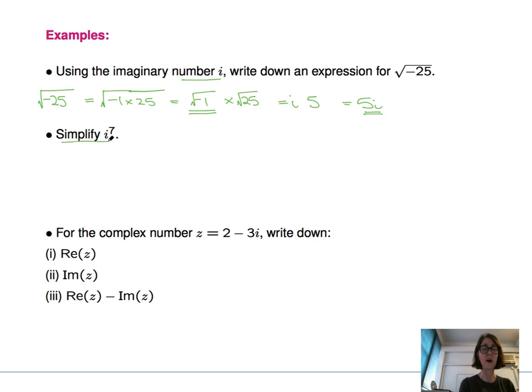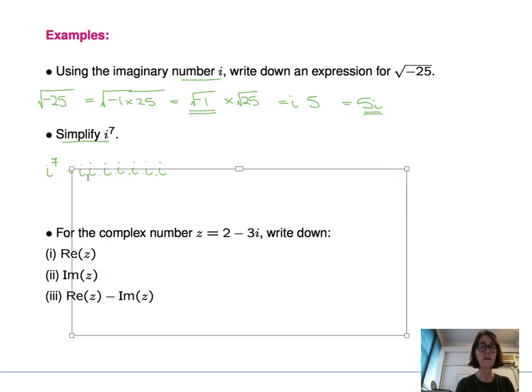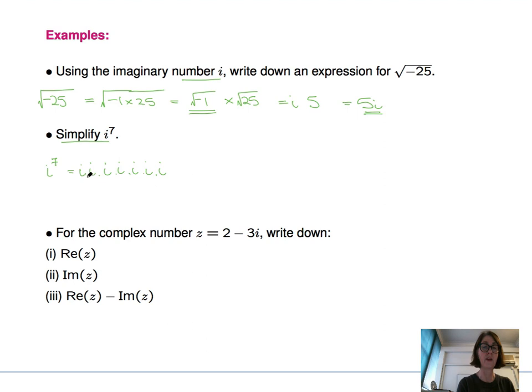What about this one? Simplify i to the power 7. If I have i to the power 7, this is just the same as i times i times i, 7 times. We know that i squared is equal to minus 1. So this is i squared, which is equal to minus 1. This is i squared, which is equal to minus 1. I've got another i squared here, and then I've just got one i left over. If we put all that together, we get minus 1 times i, or minus i.